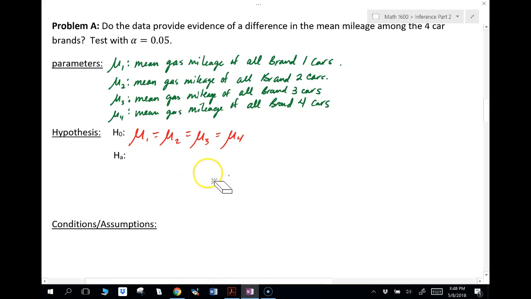So this is in words. Not all mean gas mileages are equal. So not all mean gas mileages are equal. That would be our alternative hypothesis. So that one's in words, which is nice because when you get to your conclusion, you're going to base your conclusion on the alternative hypothesis, correct?